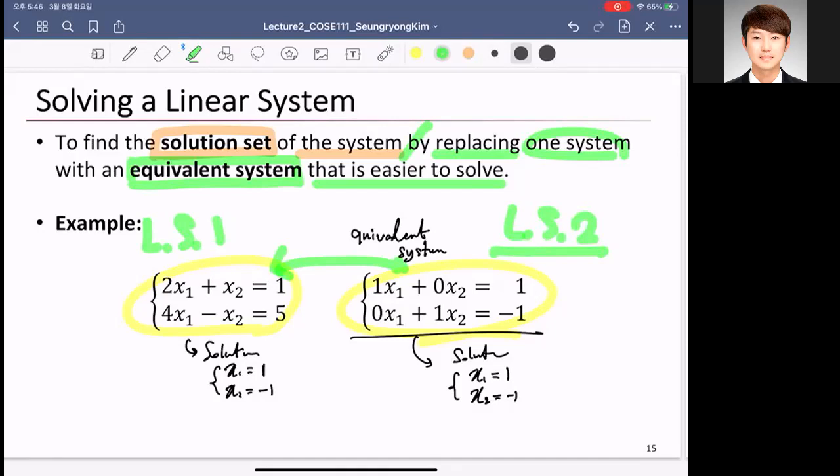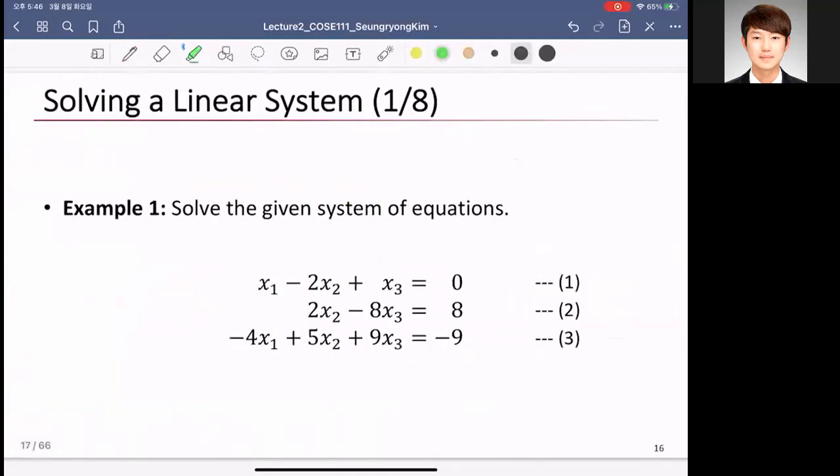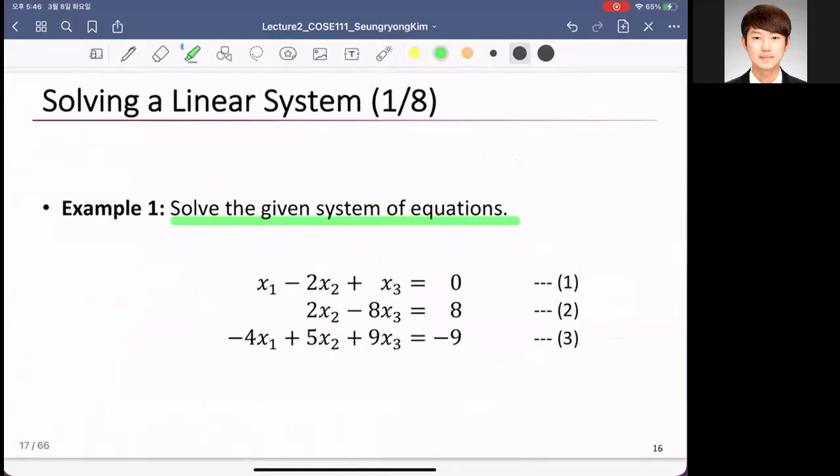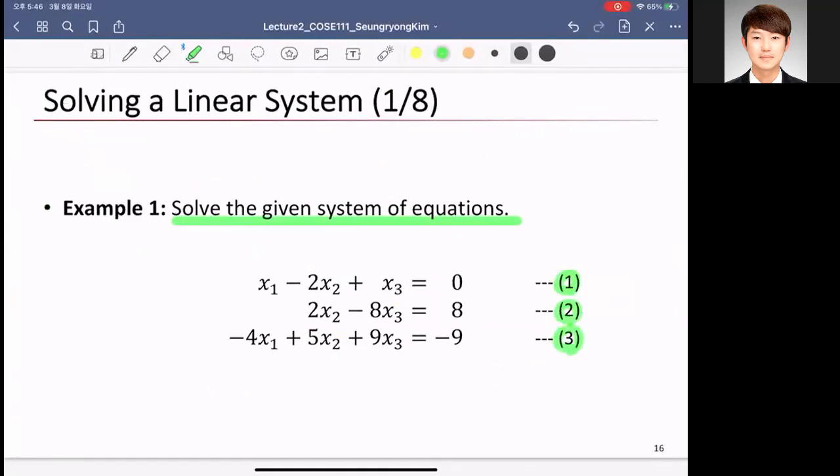Then our strategy from now on is how to make original linear system to equivalent system that is easier to solve. This is our strategy, and this is the topic of the today's lecture. Okay, so to understand this one, let me show you the one example. The question was solving the given system of equation. Looks like this. We have a linear equation 1, 2, 3, and 3 coefficient, x1, x2, and x3. Solution is we have to find out x1, x2, and x3, right?